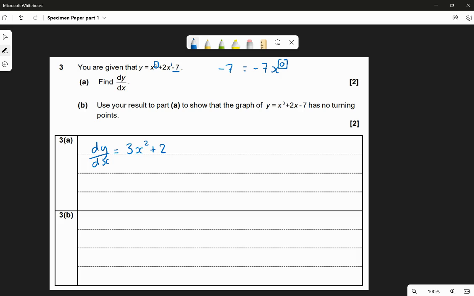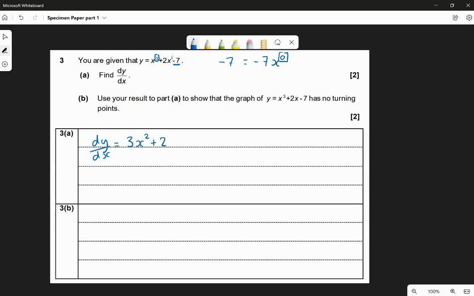Part B. Use your result to part A to show that the graph of y equals x cubed plus 2x minus 7 has no turning points. Okay, a turning point is a point on the graph where the curve has a gradient of 0. So if I drew a function, so here's maybe a cubic function, that has 2 turning points. That has a turning point there and another turning point there.